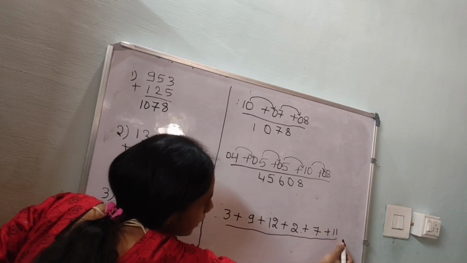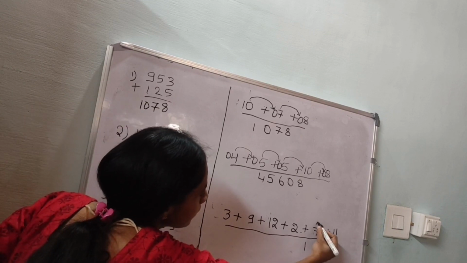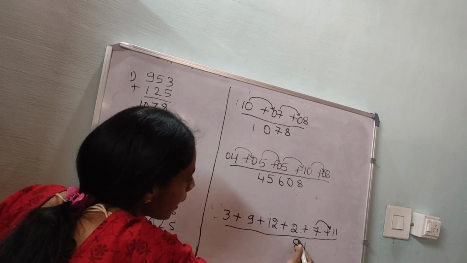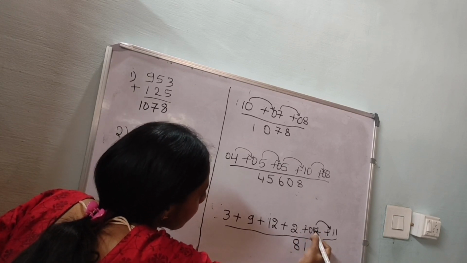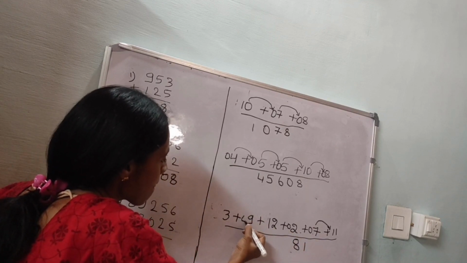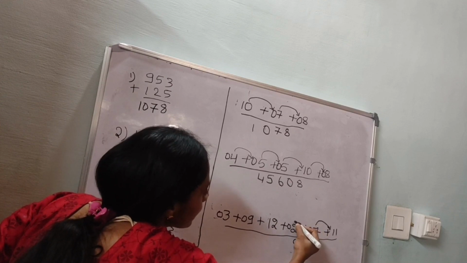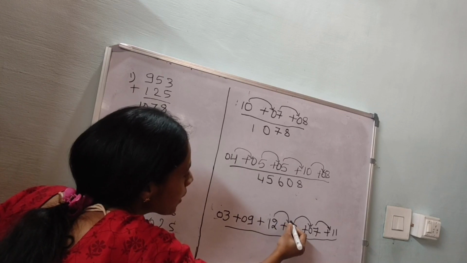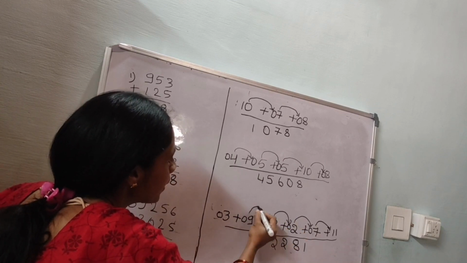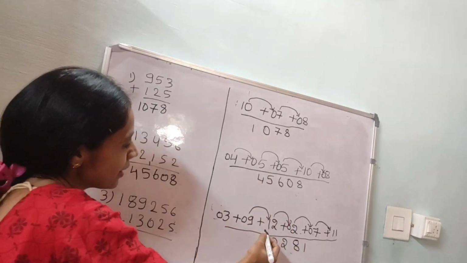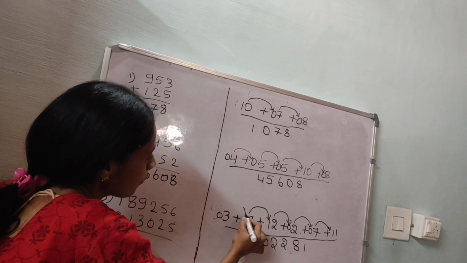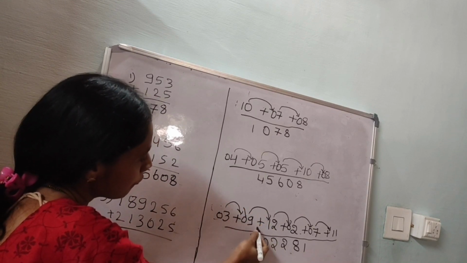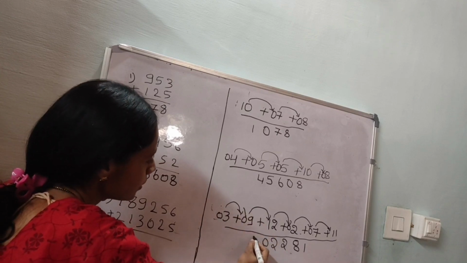What do we do first? Last number as it is, right? After that add this one to this one. 7 plus 1 is 8. First make them equal. 2 plus 0 is 2. 2 plus 0, 2. 9 plus 1 is 10. 0 as it is, take 1 carry. 3 plus 1. 0 is there, we take 1 carry. So 3 plus 1 is 4.